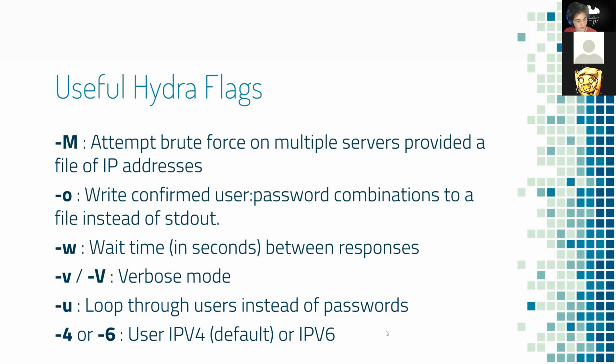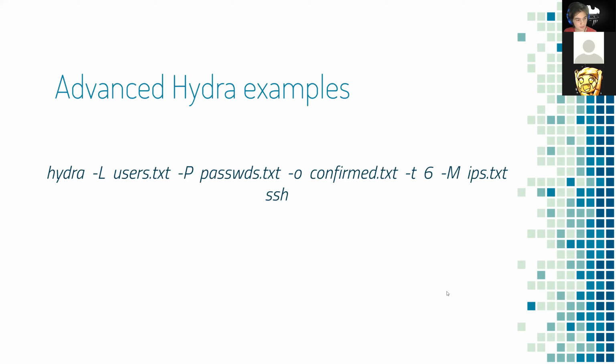All right, and then -4 or -6 is used for IPv4, which is default, or IPv6. You don't need to worry about that right now. Everyone uses IPv4. And here's some of those advanced Hydra examples. So you have a user list, a password list, an output file with 6 threads, and then we're attacking a list of IP addresses on SSH.